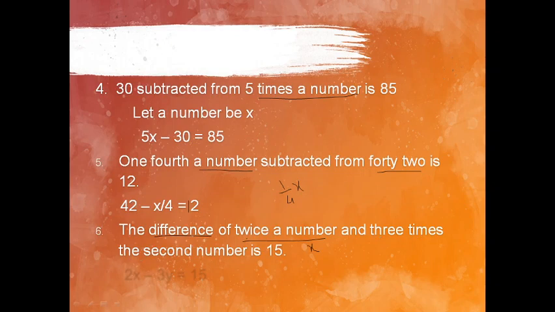So if we have taken the first number as x, then we will take the second number as y. The difference of twice a number and 3 times a second number is 15, and the difference means subtraction. So it means 2x minus 3y, as we have taken the second number as y, equals 15. Therefore, our equation will become 2x minus 3y equals 15.